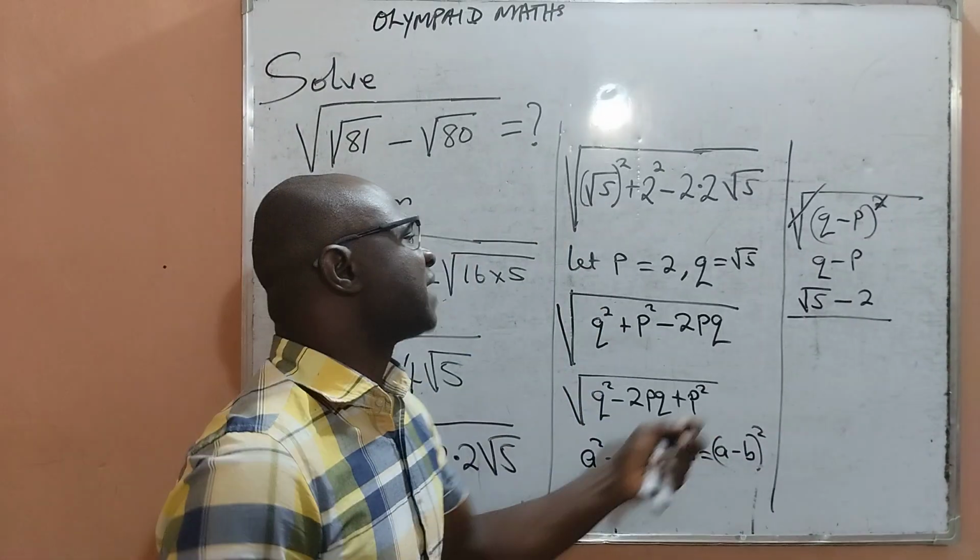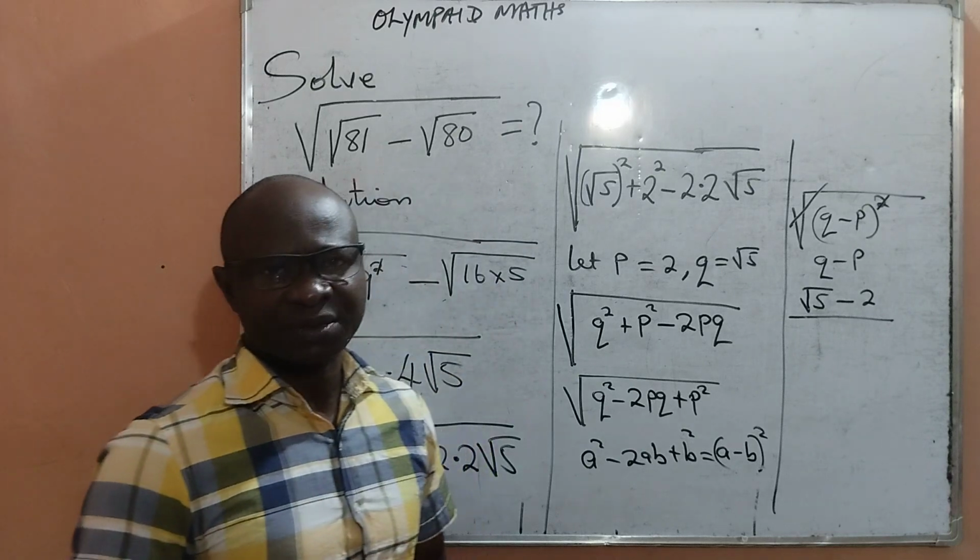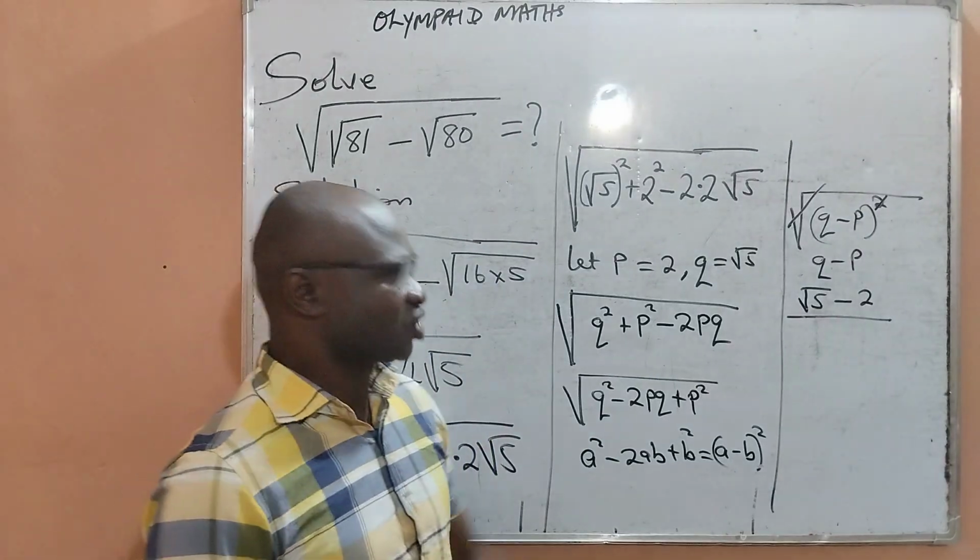If you find the square root of 5, it can also give you 2 point something. By the time you subtract 2, you get 0 point something as the final answer in decimal, or you can leave it like this.